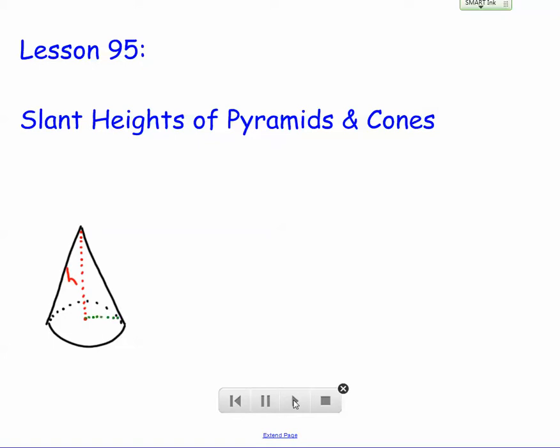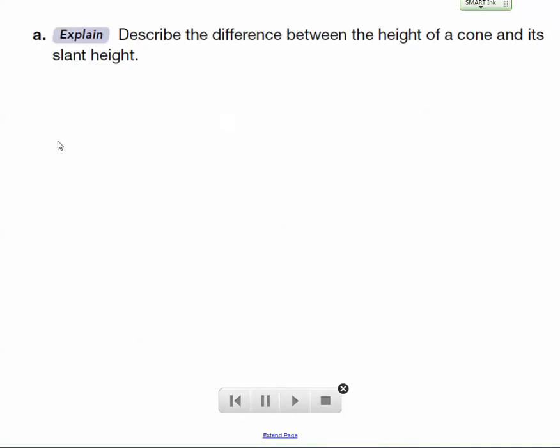That would be the height. The radius would be from the center out to the edge of the base, and the slant height would be from the vertex up here, the tip, down to the edge of the base. That would be the slant height. So hopefully you see how we're going to be dealing with right triangles today. So first of all, let's describe the difference between the height of a cone and its slant height. I kind of just showed it to you in a picture, but now we'll put it in words.